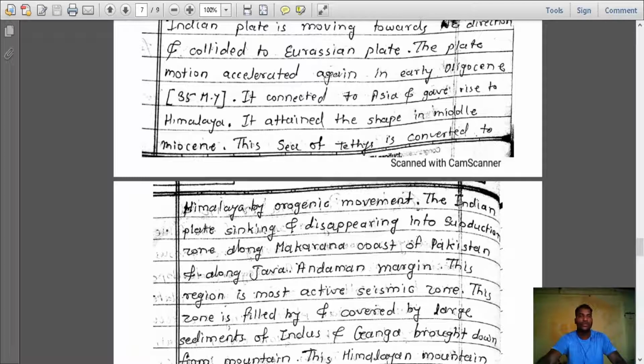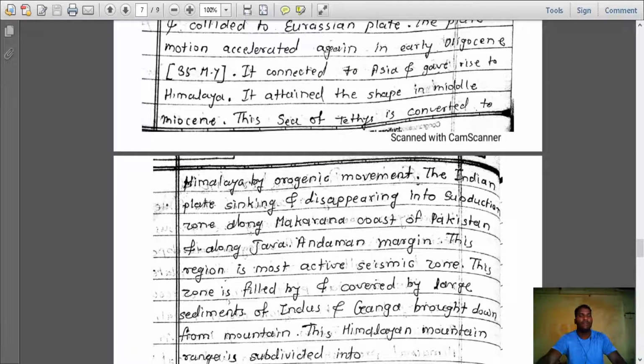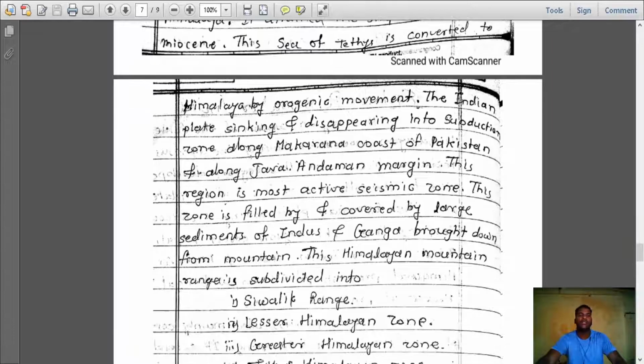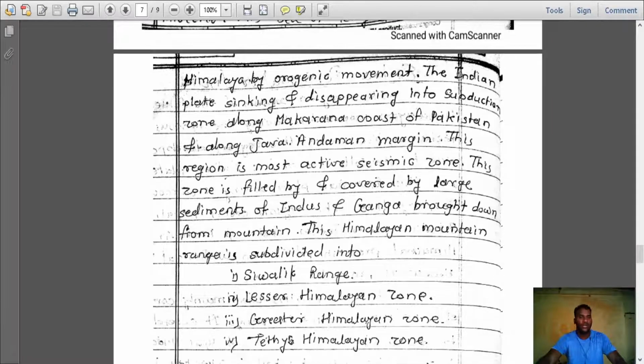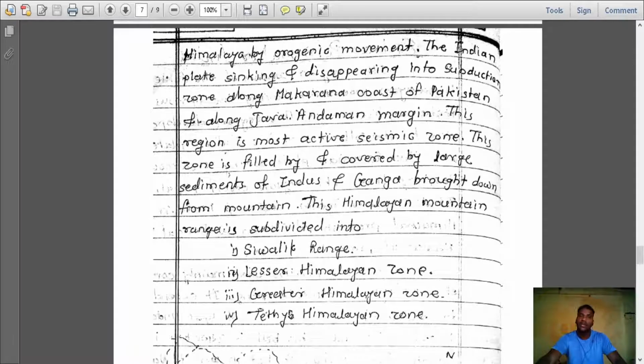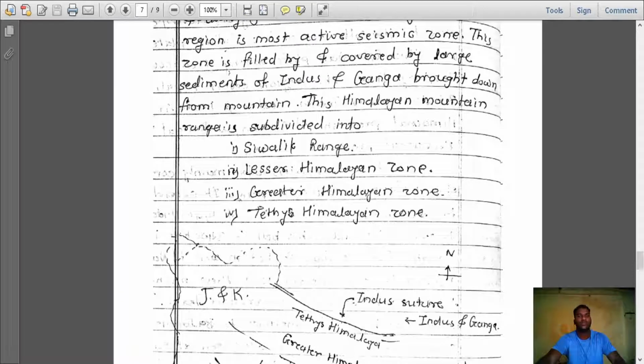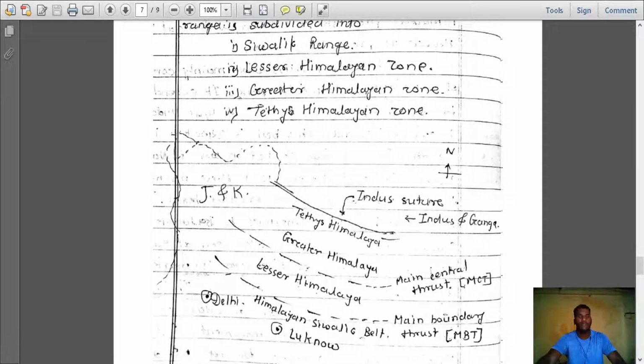This zone is covered by large sediment of Indus and Ganga brought down from the Himalayan mountain. This Himalayan mountain range is subdivided into the Shivalik range, Lesser Himalayan zone, Greater Himalayan zone and Tethys Himalayan zone. It is seen in the figure.